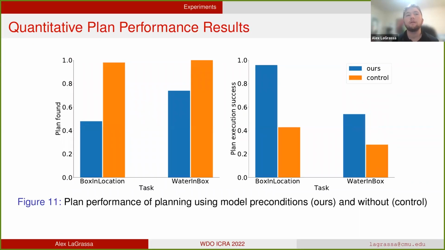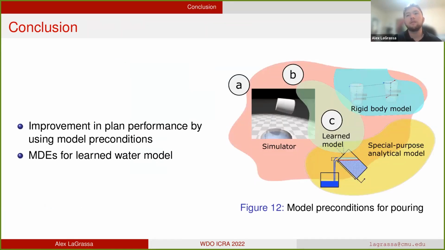Here we show the success rate in finding plans using model preconditions and without using model preconditions. On the left, you can see that the success rate in finding plans does go down using our method, and that's because it's more constrained. However, we do find that the success rate when executing those plans is much higher when using model preconditions than when not using them. In conclusion, we've shown an improvement in plan performance by using these learned model preconditions, and that deviation estimators can be used on learned models.